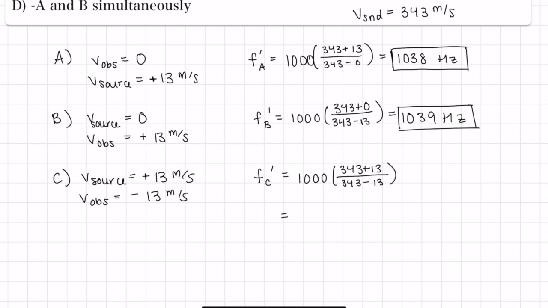Something else you can do, I just usually do this on my calculator because I'm so comfortable with it, but if you're not, you can always do those additions and subtractions first, so you don't have to worry about missing a parenthesis or having your calculator do PEMDAS out of order. So this would be 356 over 330, which rounds to 1079.